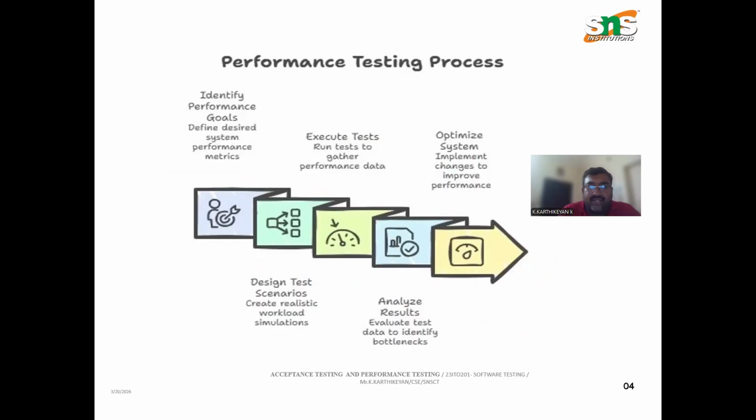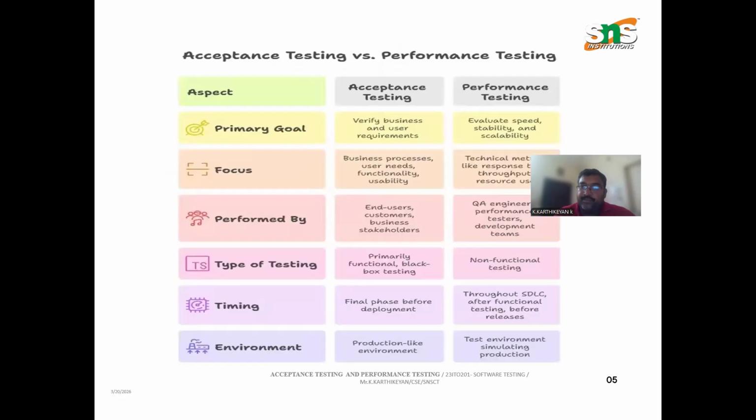Next, performance testing. First, identify the performance goals and define the desired system performance metrics. Second, design test scenarios and create realistic workload simulation. Then execute the test, running it to gather the performance data. Then analyze the results, evaluating the test data to identify bottlenecks, and optimize the system by implementing any required changes. For continuous improvement, improve performance based on stakeholder feedback.